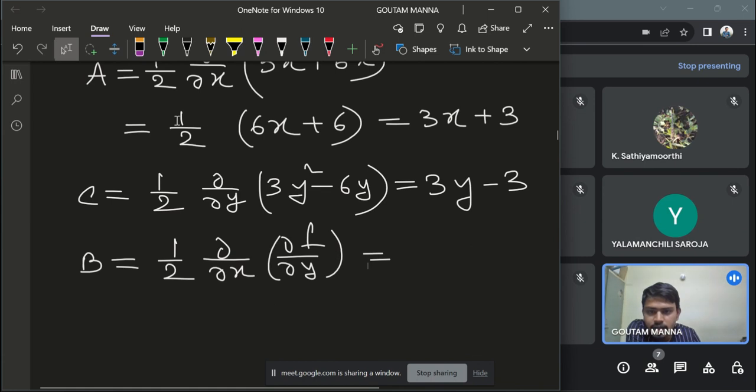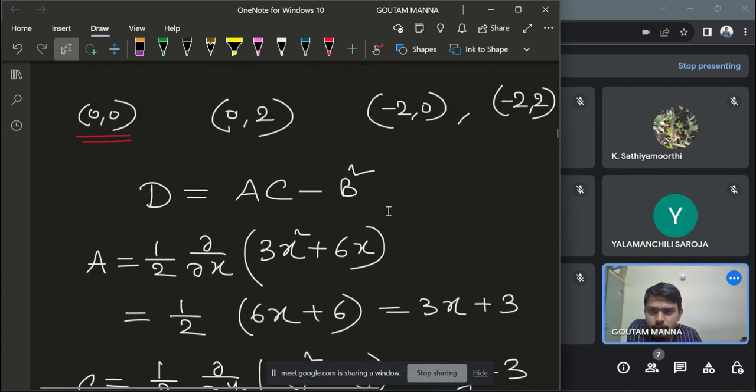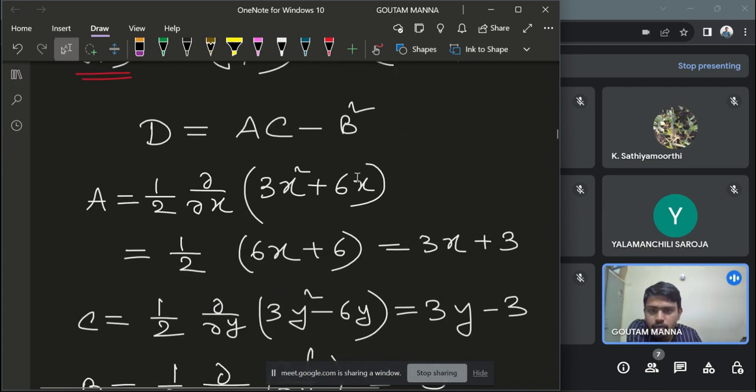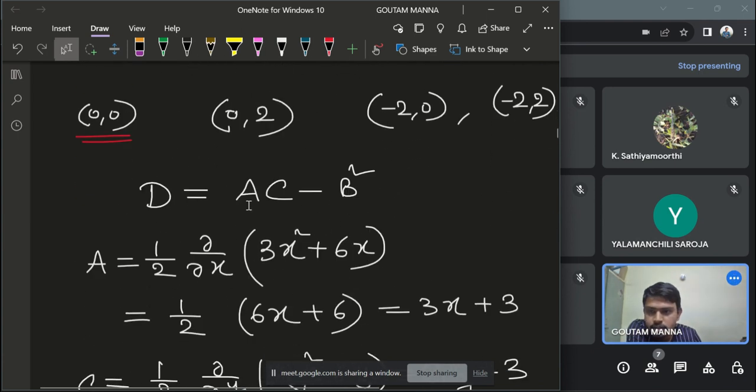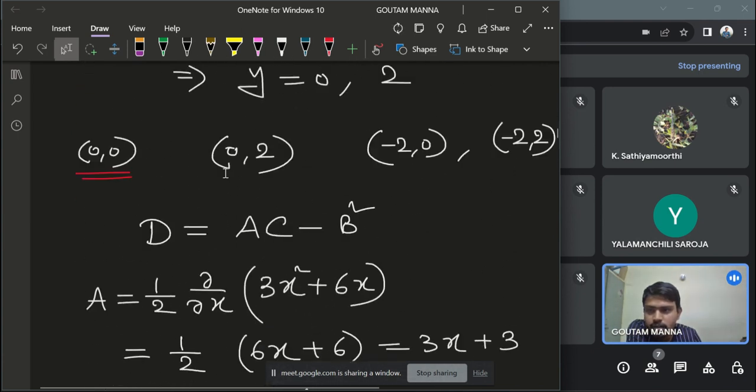Now del f del y is only a function of y, so if you do del x of that, it will be 0. It doesn't depend on x. In that case, now if I put the points, we want to find whether there is a saddle point or maxima minima at this point 0 0.